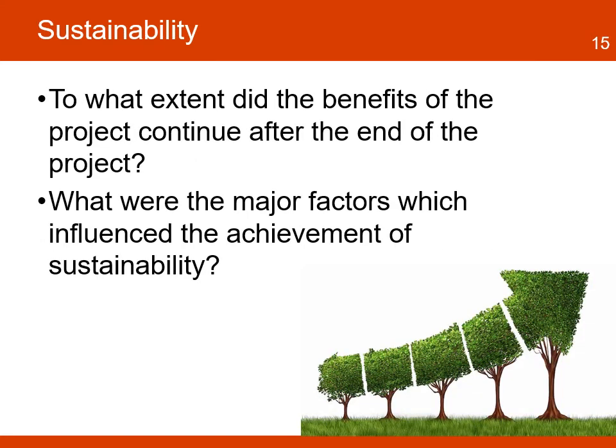Sustainability is concerned with measuring whether the benefits of an activity are likely to continue after the project has ended. When evaluating the sustainability of a project, it is useful to consider the following questions: to what extent did the benefits of the project continue after the end of the project? What are the major factors which influence the achievement or non-achievement of the sustainability in the project?